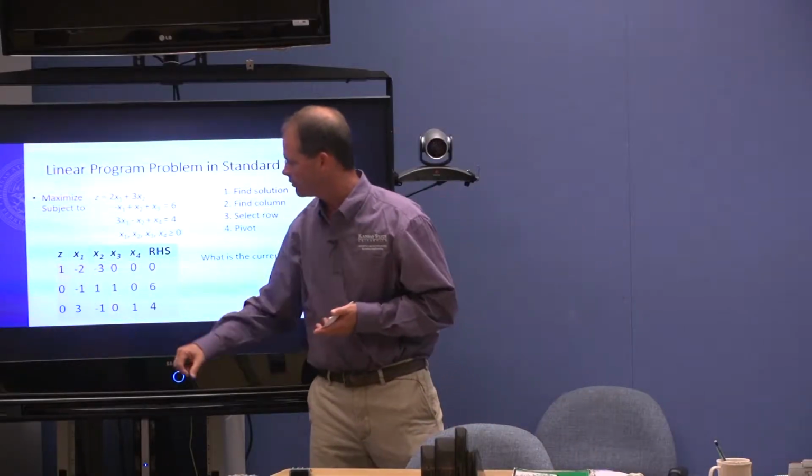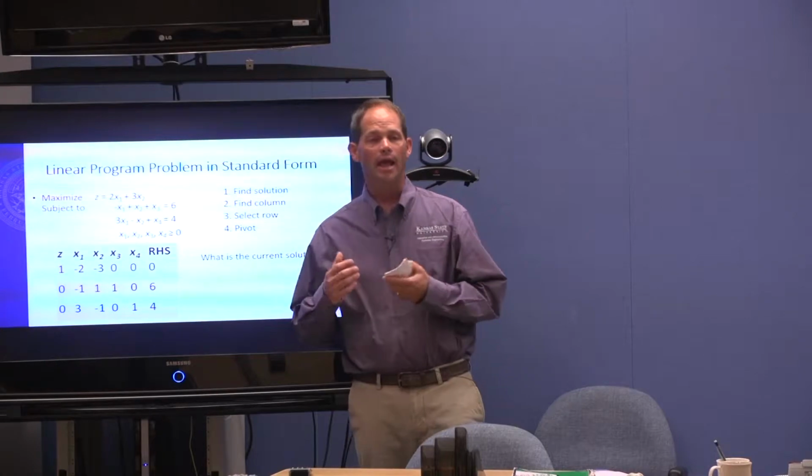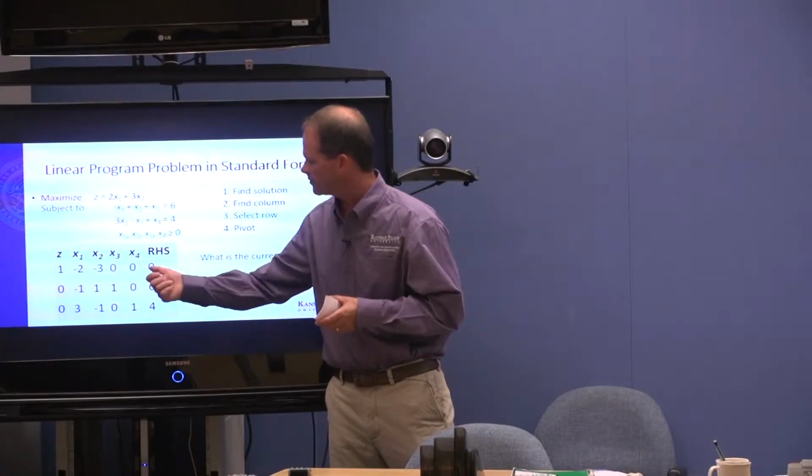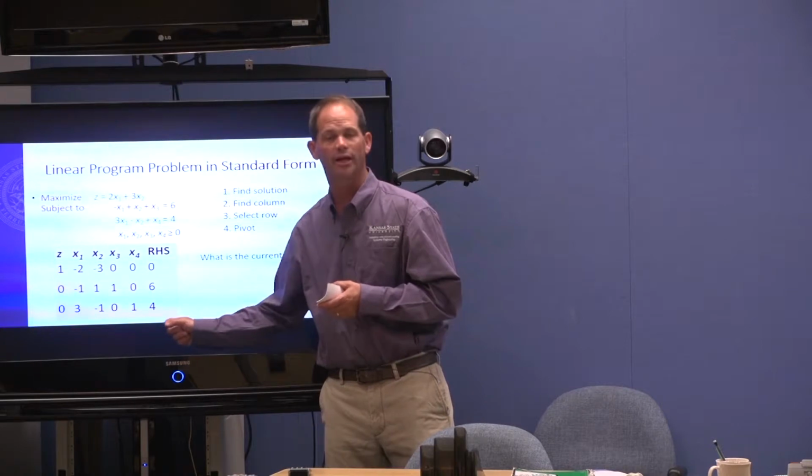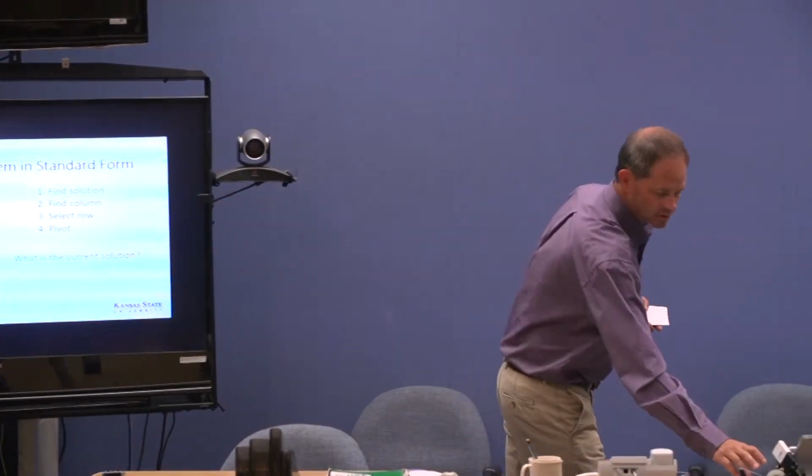Would that be z? Yep, z would be 1. And what's the one for the other ones? X3. Okay. And x4. Good. And what values would those variables have? Z would be 0, right? Right. You take the z here, you come across, you get right-hand side of 0. You take x3, then you're getting 6, and x4, you're getting 4, and that becomes your current solution.